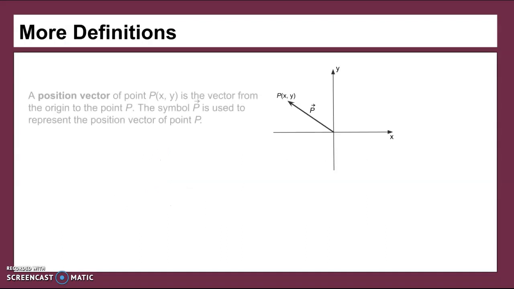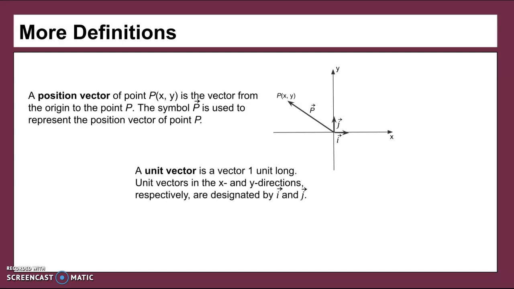And here's some more definitions. So a position vector of a point P that has coordinates x and y on the xy plane is the vector from the origin to point P. And the symbol P with a vector symbol over it is used to represent a position vector of point P.